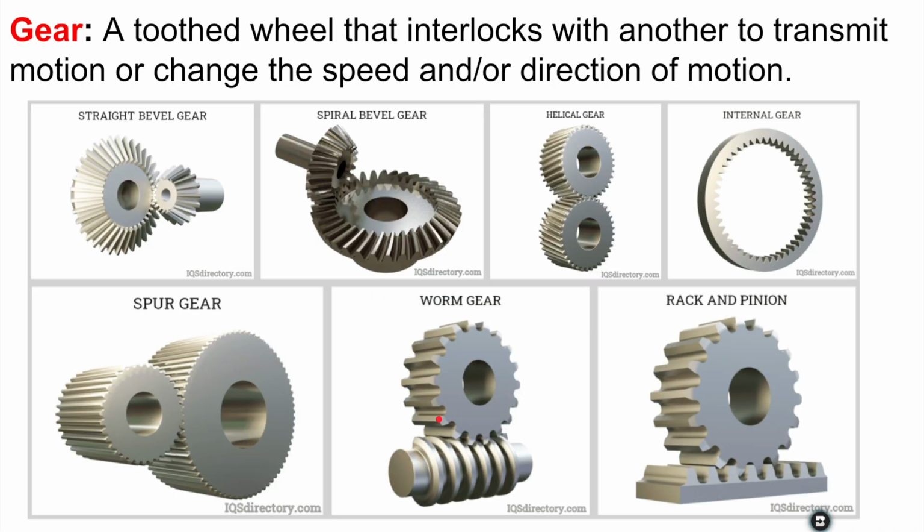A gear is a toothed wheel that interlocks with another to transmit motion or change the speed and/or direction of motion. And you can see several of the gear types that we need to pay attention to here. We have the bevel gear, we have the spur gear, worm gear, and rack and pinion. And we'll look at the other type, the idler and the compound gear, in some of the next slides.